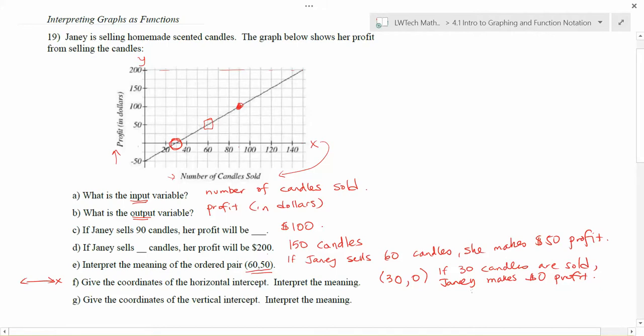When you make 0 profit, that's when you break even. So what this is saying here is that 30 candles is that break even point. If she sells less than 30 candles, she's going to still be owing money in terms of her business. But if she sells more than 30 candles, then she'll start making a positive value of profit. So something like this, just using the units is great, but if you can take it that next step and use that as a further interpretation of our situation, that's always really, really nice to do.